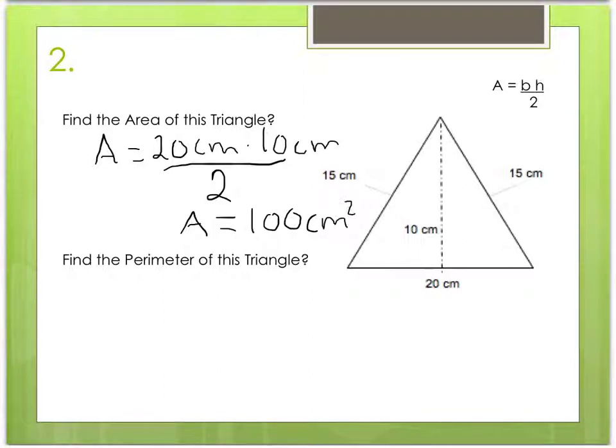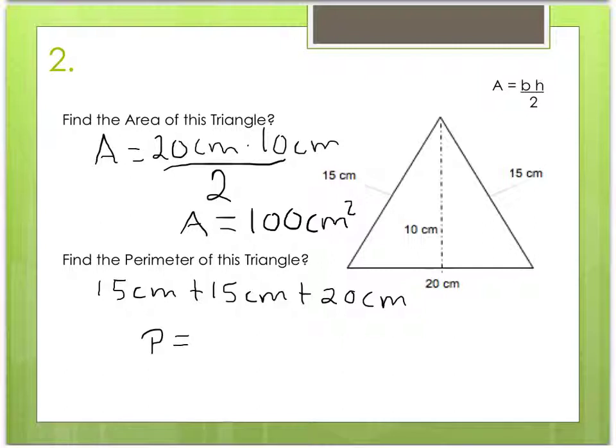In order to find the perimeter of this triangle, we are going to use the values on the outside edge of the triangle. This means that we are going to use the values of 15 centimeters plus 15 centimeters plus 20 centimeters, which gives us a perimeter equal to 50 centimeters.